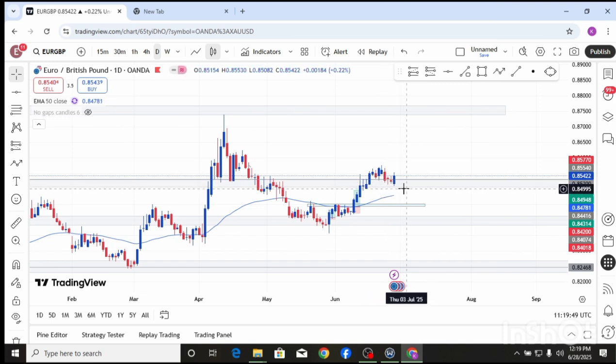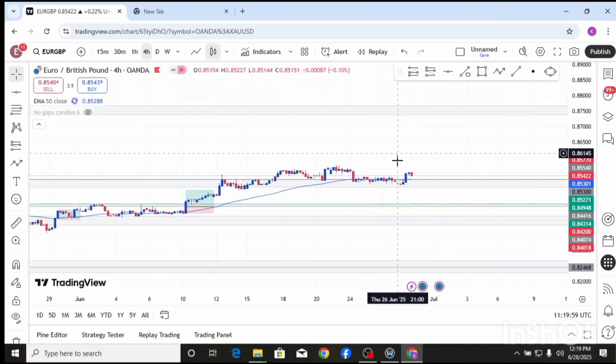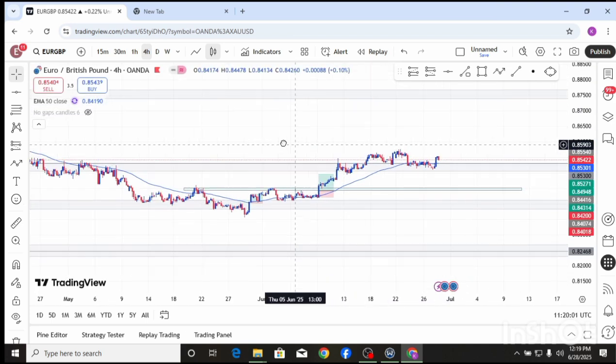So now we're expecting the market to have a proper rejection here, a proper price movement in this zone before it moves back to the upside, or before it continues to the upside. So that's what we're expecting now.